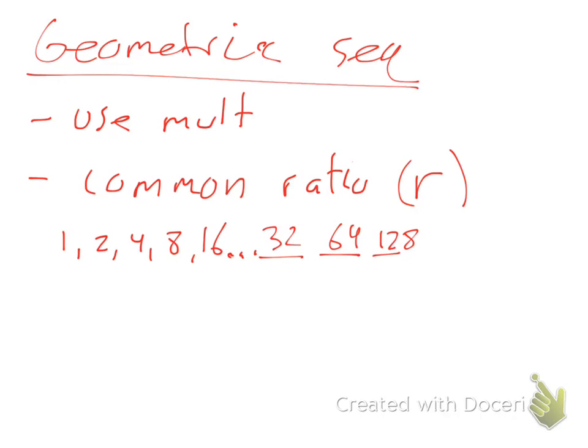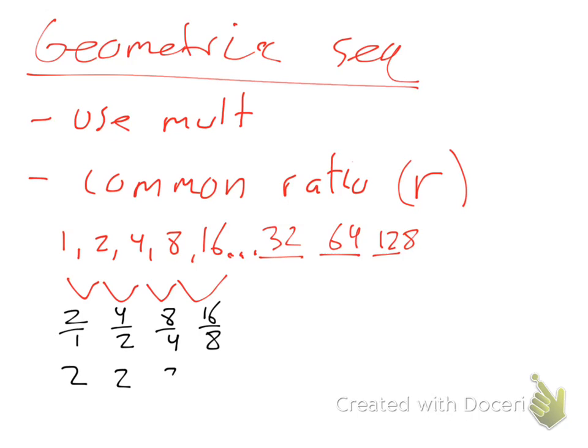So therefore, we're going to do the same little caret thing going on here. Whoops. Where am I at? I lost track. Here, here, here, here. Okay? But when I go to do this, I'm not going to subtract. I'm going to divide. Do these all have the same ratio? 2, 2, 2, 2. So that means R is equal to 2.